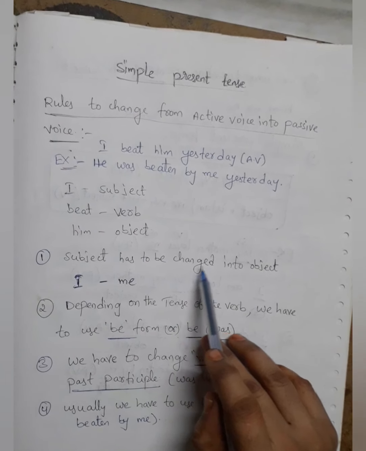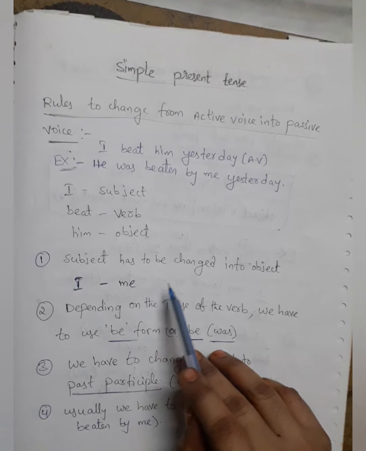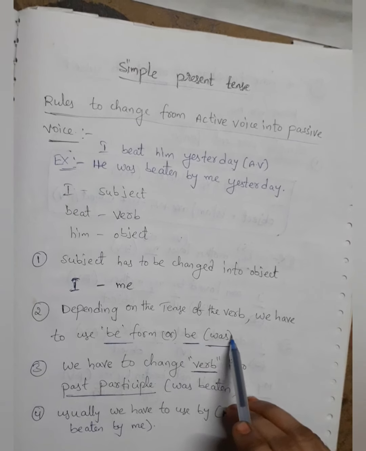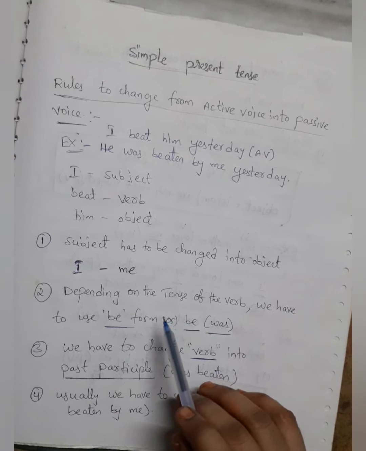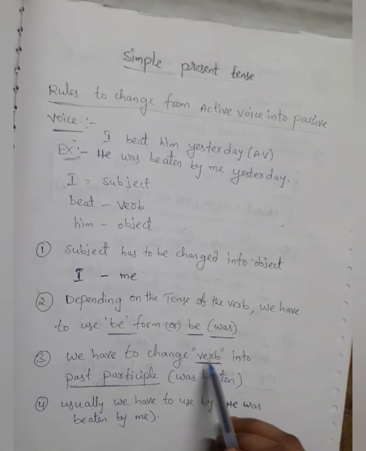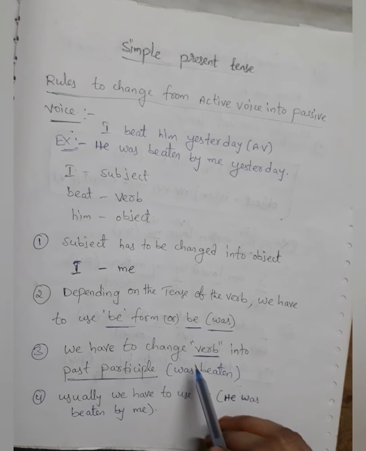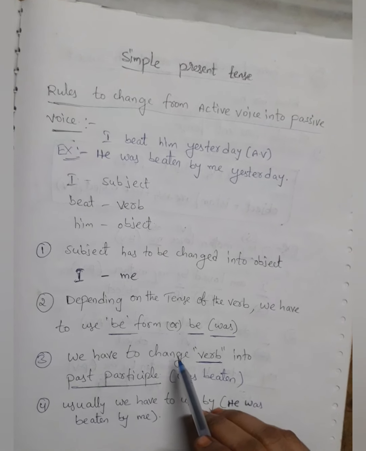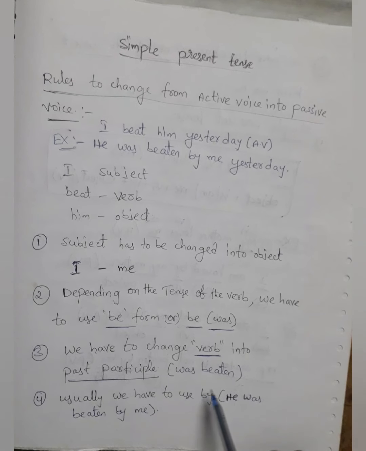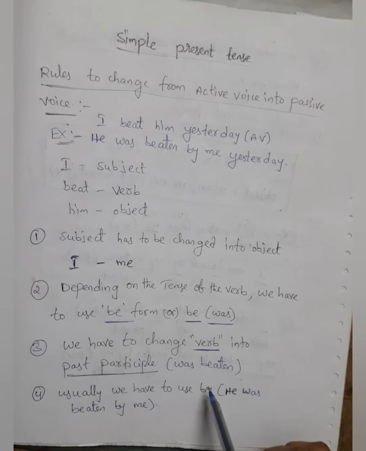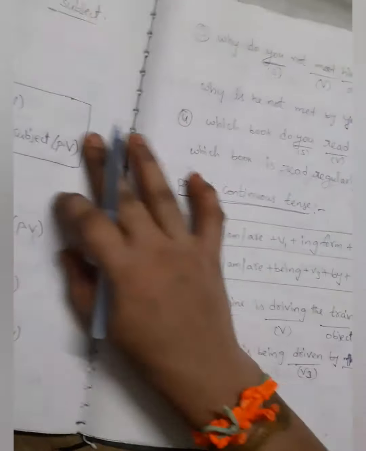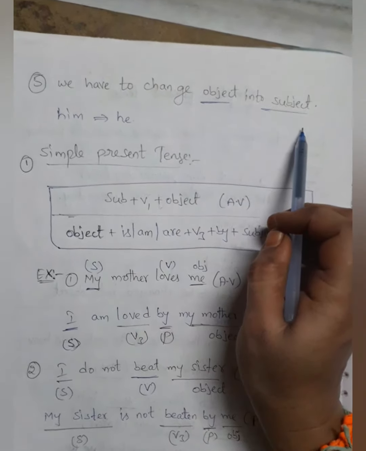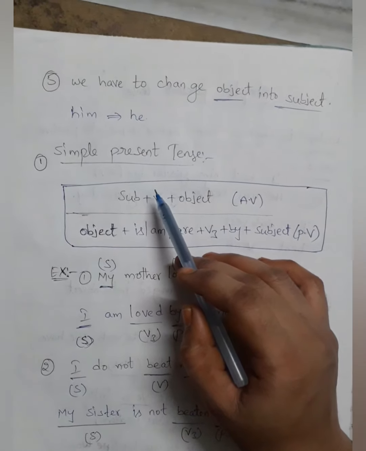Here I is the subject, beat is the verb, him is the object. The subject has to be changed into the object. I becomes me. Depending upon the tense of the verb, we have to use be forms. We have to change the verb into the past participle, was beaten. In passive voice we use only the V3 form. There is no change in verb form. Usually we have to use the preposition by. He was beaten by me. Then the fifth rule: we have to change the object into the subject. Him becomes he.